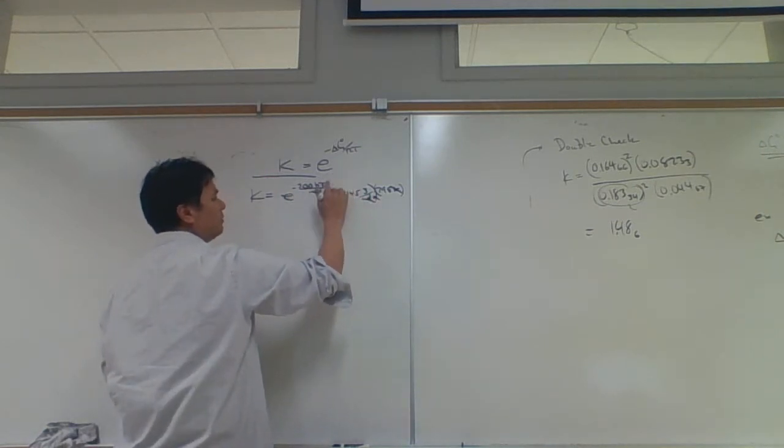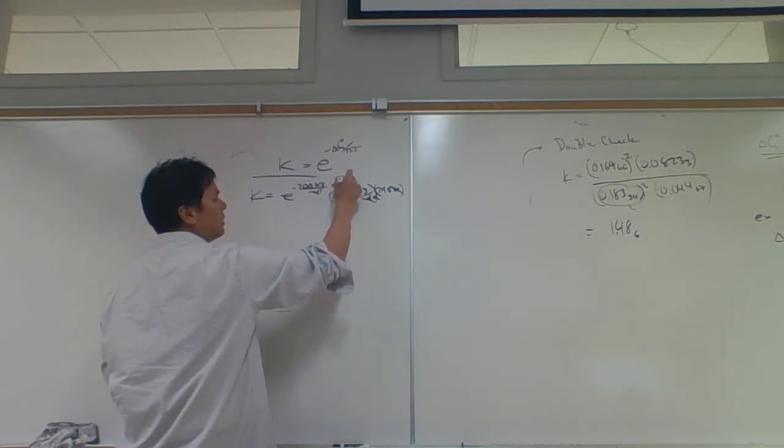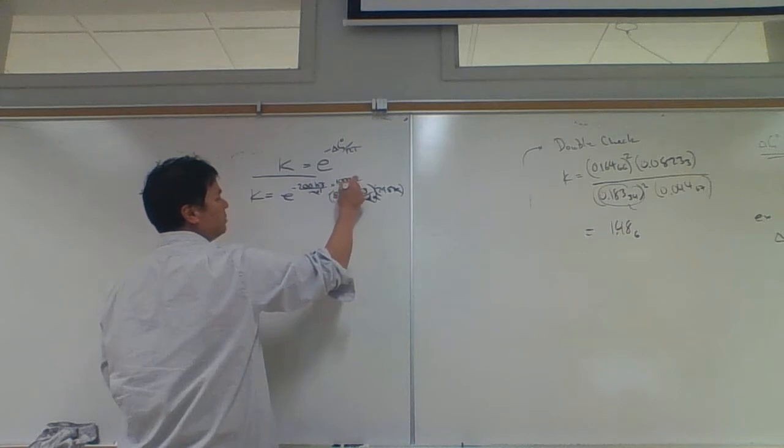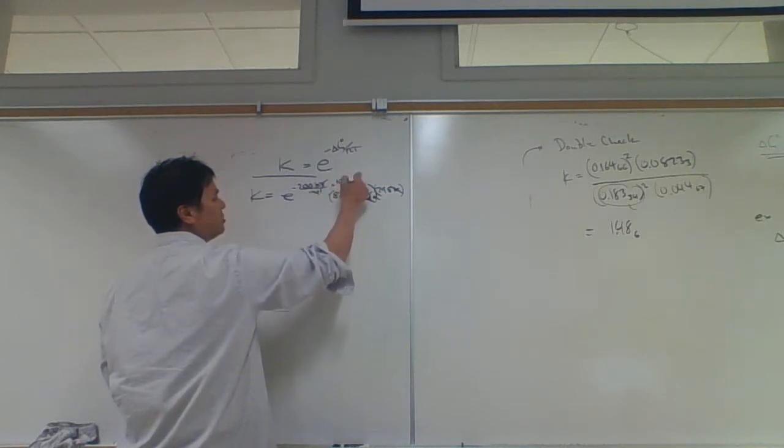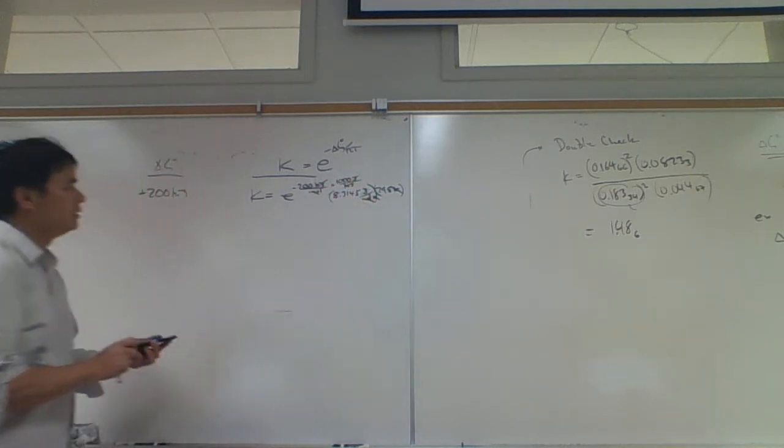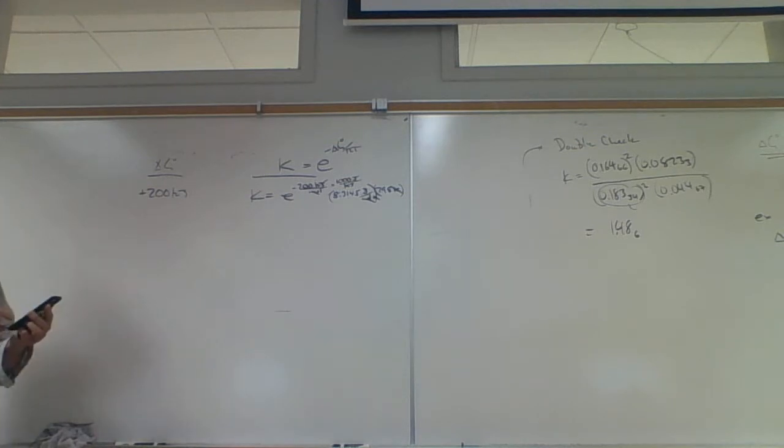And so I need to convert one of these. I'm going to convert kilojoules to joules. So I'll multiply it by 1,000 joules per kilojoule. Okay, now the kilojoules cancel, the joules cancel. So we're left with negative 200 times 1,000, divided by 8.3145, divided by 298.